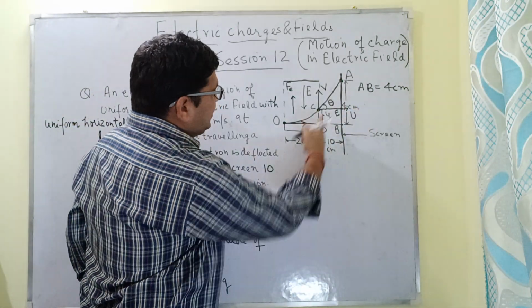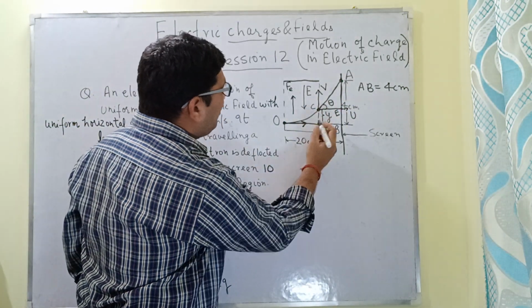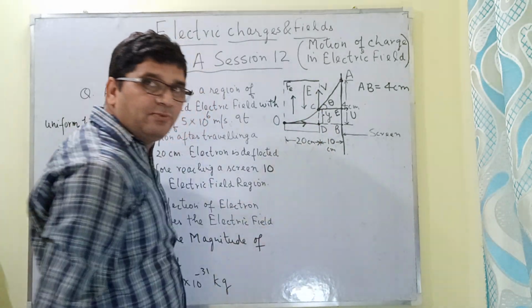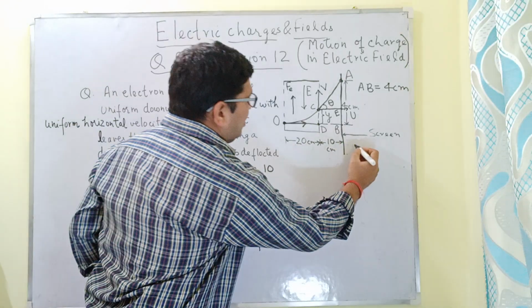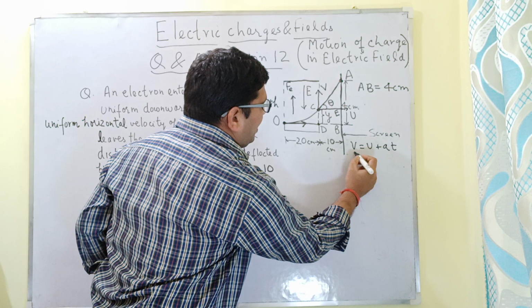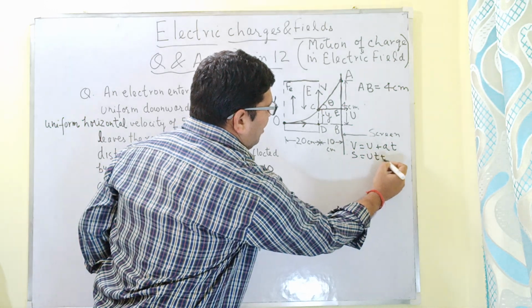So in this case, first of all we will calculate the vertical component of the velocity. For that we will be using the equations of motion. What are the equations of motion? They are v is equal to u plus at, and s is equal to ut plus half at square.